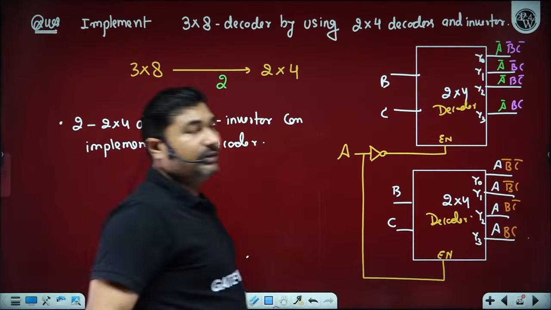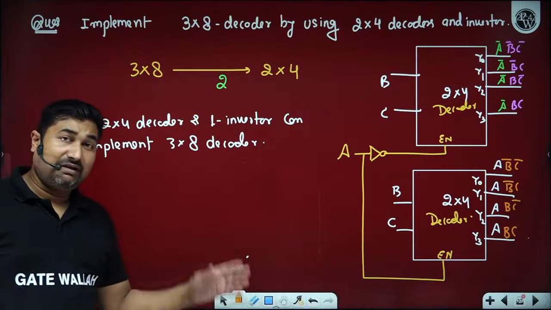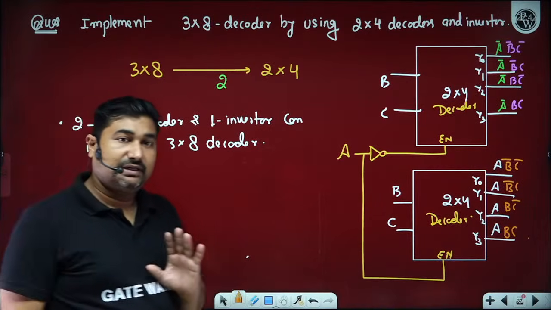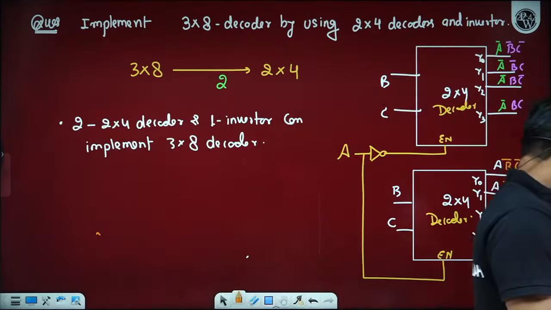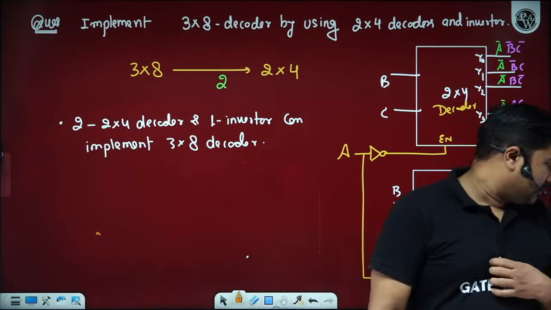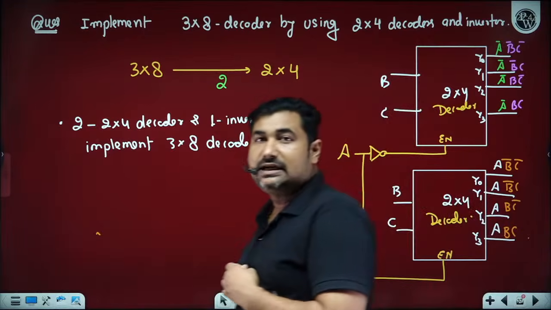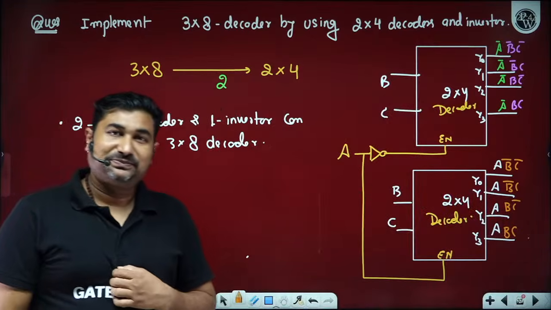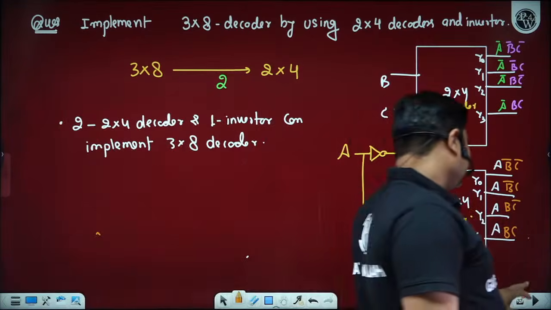How many of you able to understand, beta ji? Now we have minterms from 0 to 7. Is it okay? How many of you now able to understand? Please let me know by writing in the comment section. Great, sir.